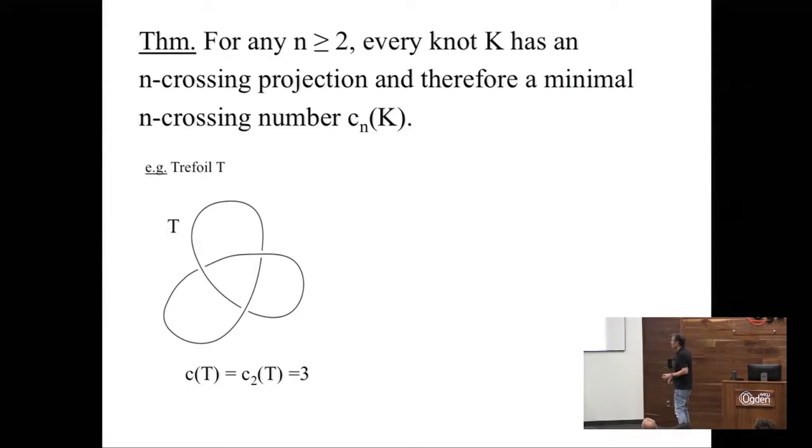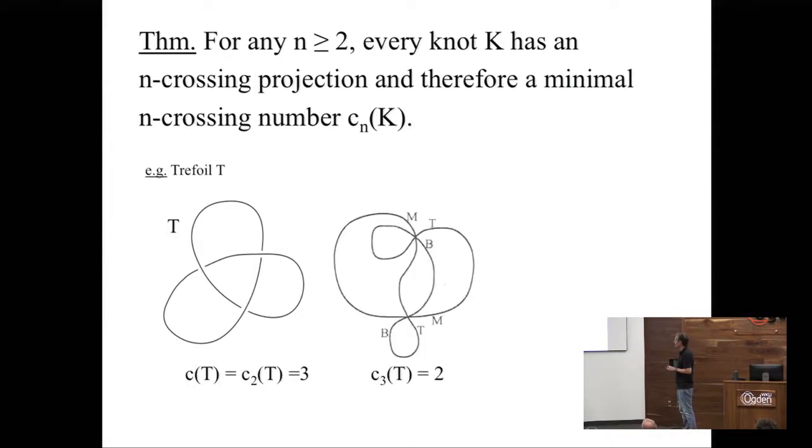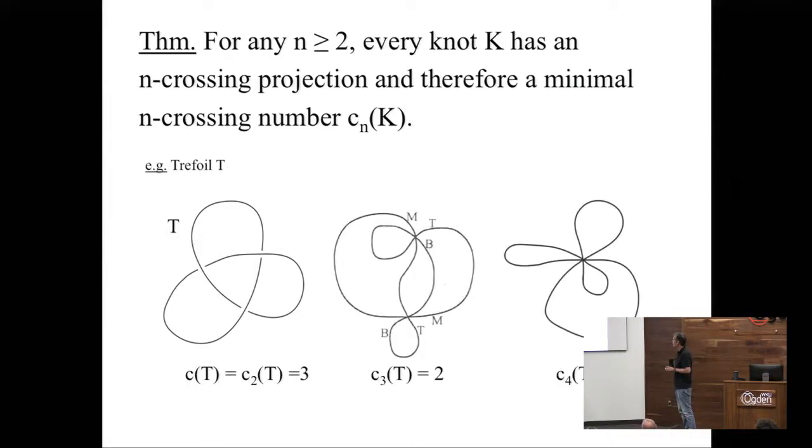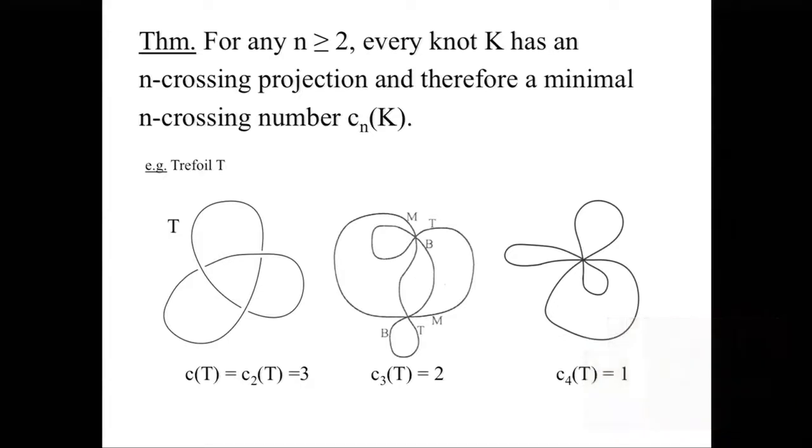So in the case of the trefoil knot, its double crossing number is 3, its triple crossing number is 2, and its quadruple crossing number is 1. Okay, which I'm going to come back to because that's kind of an interesting fact. The quadruple crossing number is 1 for the trefoil.